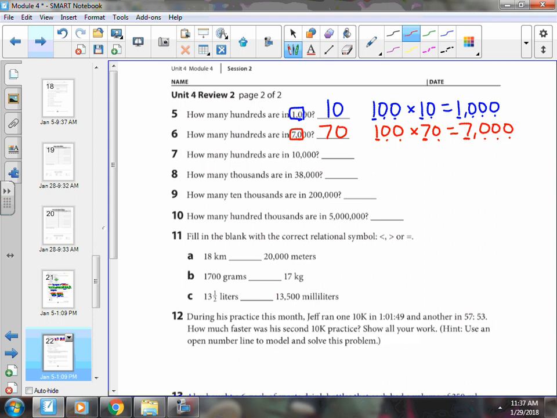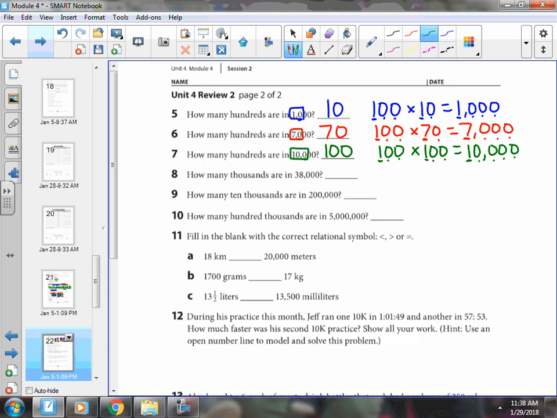How many hundreds are in 10,000? So I'm going to look at the hundreds place and include everything before it. And the answer would be 100. And let's see if that works out. 100 times 100. That equals 10,000. 1 times 1 is 1. 4 on the left to match the 4 on the right. So you would need 100 $100 bills to have $10,000.